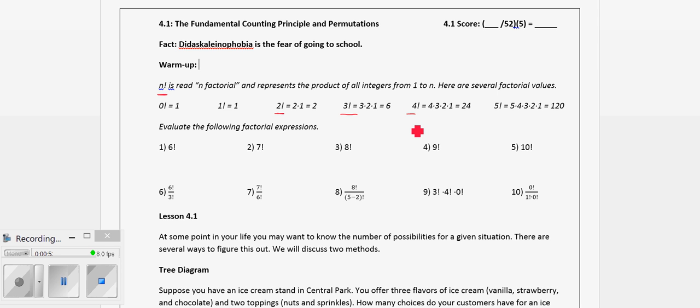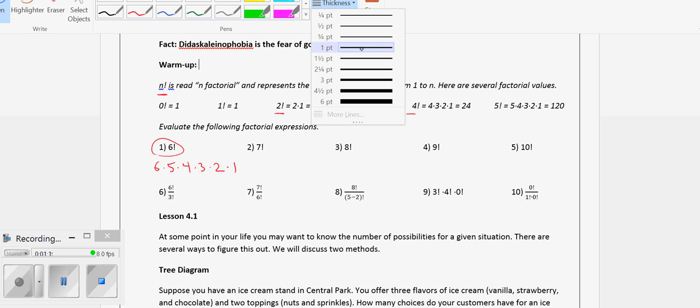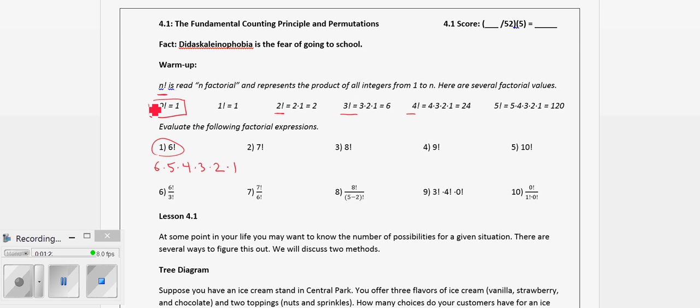Let's say we wanted to look at 6 factorial, just problem number 1 right here. 6 times 5 times 4 times 3 times 2 times 1. And then we would just multiply those all out to get our solution. Notice that one special property of factorials is right here. 0 factorial, by definition, is equal to 1. That will always be the case.